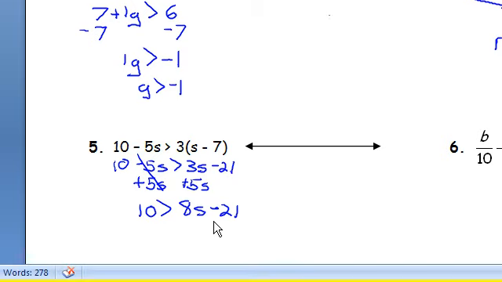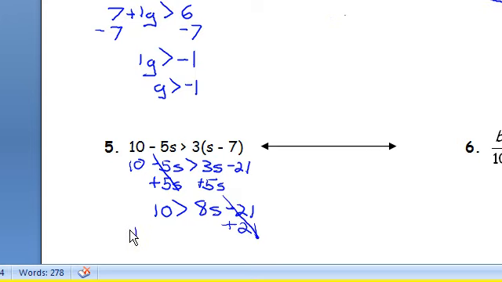Okay, getting pretty close. In one move, I can get all the variables and all the constants on the same side. Negative 21 cancels with positive 21. I'll add 21 to this side. This leaves me with 31 is greater than 8s. I will divide each side.